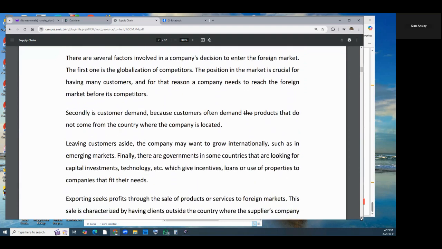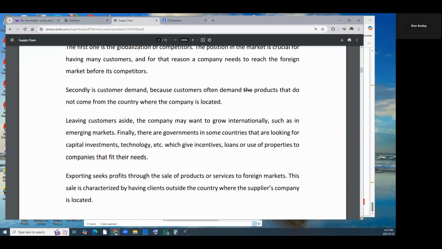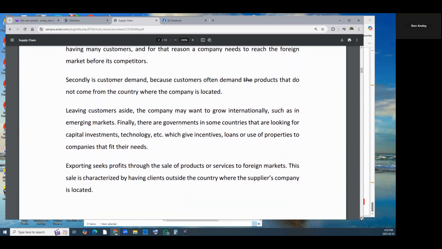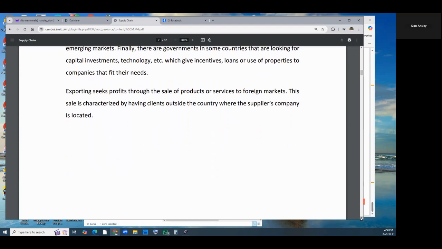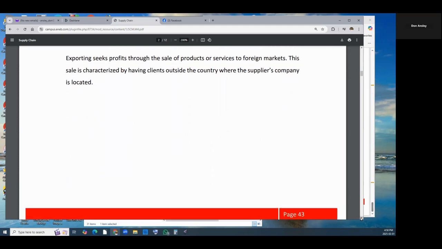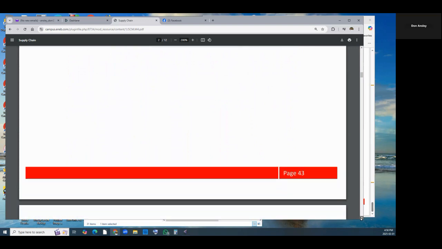Secondly is customer demand, because customers often demand products that do not come from the country that the company is located in. And leaving customers aside, the company may want to grow internationally, such as in an emerging market. Finally, there are governments in some countries that are looking for capital investments and technology, and which give incentives, loans, and other use of property to companies that fit the need. Exporting seeks profits through the sale of products and services to foreign markets. This sale is characterized by having clients outside the country where the supplier's company is located.